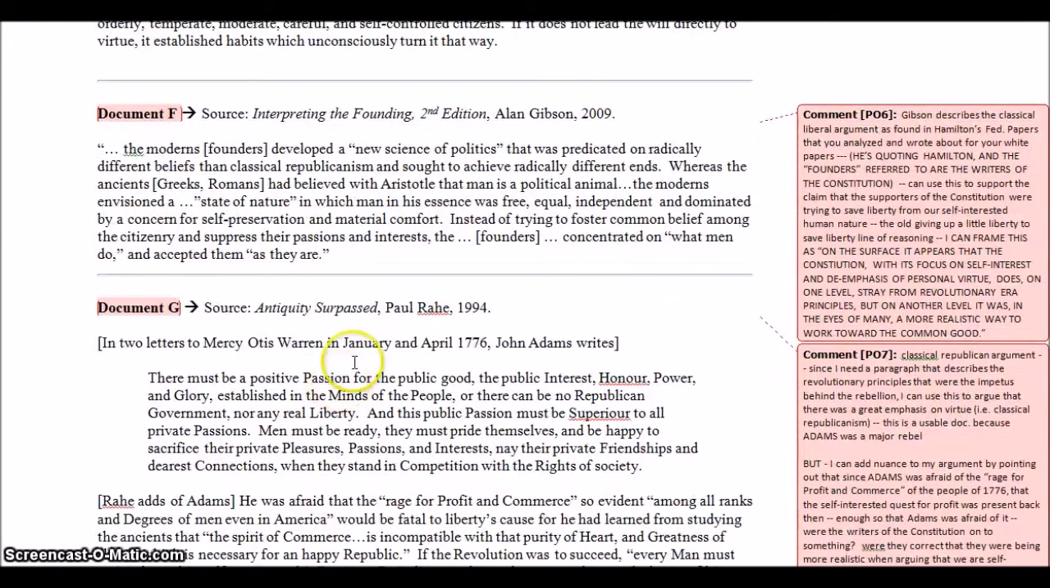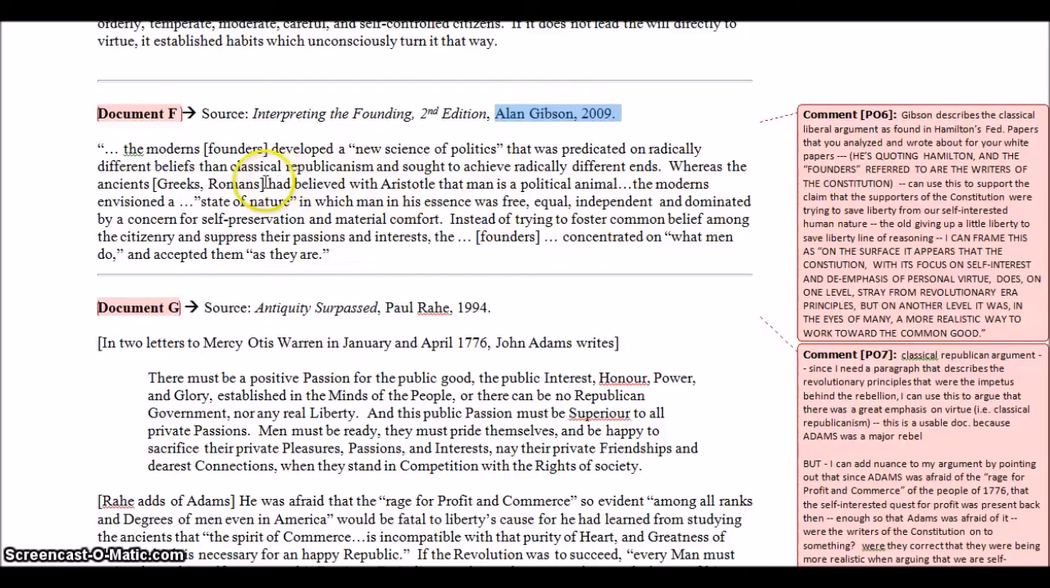We have two more docs. This is a secondary source. Again, this is a new thing on the DBQ that you might be getting. It isn't just primary sources anymore. And this was written by Alan Gibson in 2009. Tells you nothing. The date and the author tells you nothing. But again, if you read the actual quote here, this is Gibson talking. And again, you can pause this and read it so you know what I'm referring to when I talk over here.